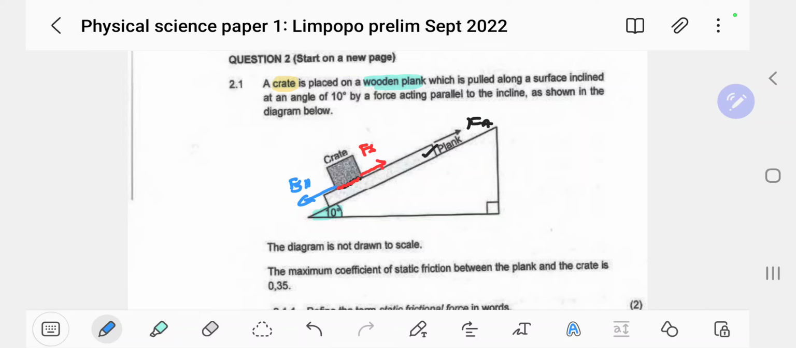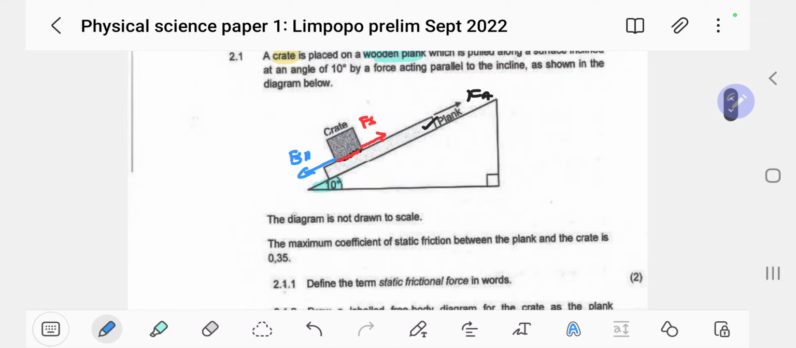That would be FG parallel of the crate, not of the plank, because the weight would actually try to not have this crate moving that way. So that means the friction here has to be greater than our FG parallel for this crate to move together with the box in that direction. These are some of the things you want to think about quickly as you look at the diagram.